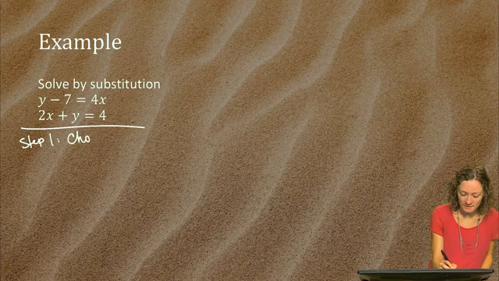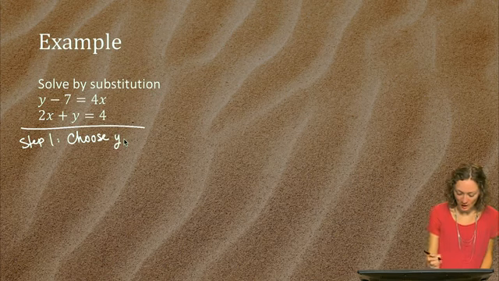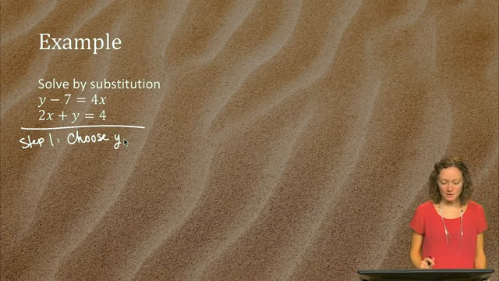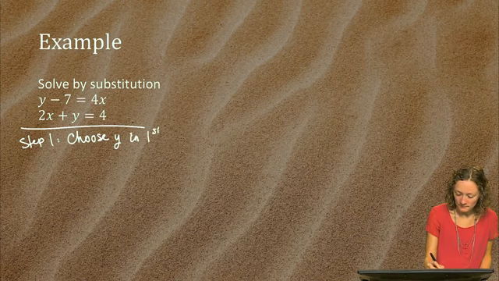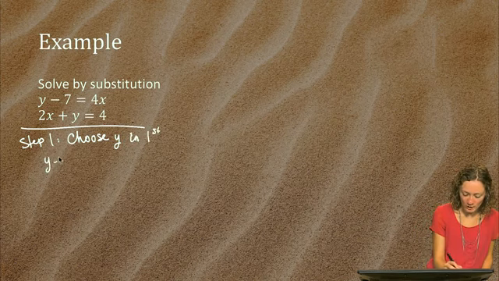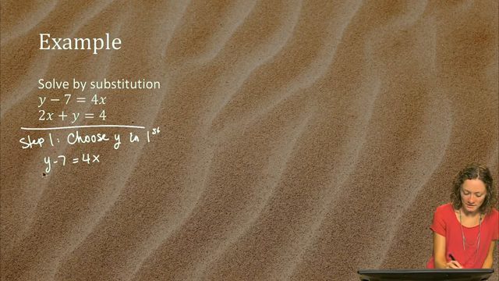So in this case, we're going to choose y. And like I said, it really doesn't matter first or second. I'll just go with the first. Okay, so we have y minus 7 equals 4x. If I solve for y, I'm adding 7 to each side.